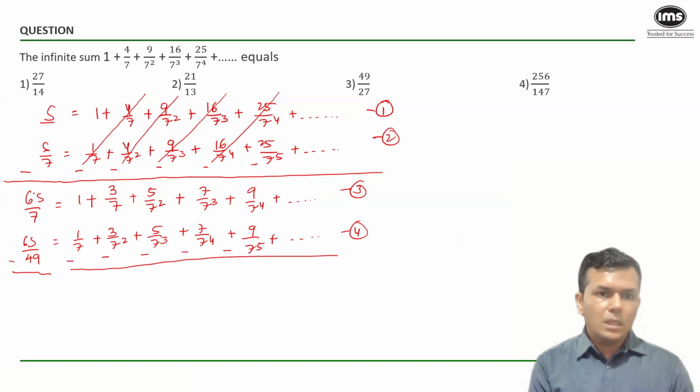Left hand side, 6S by 7 minus 6S by 49. So I need to take the LCM here, which is 6 7s are 42 minus 6. So it is 36S upon 49.